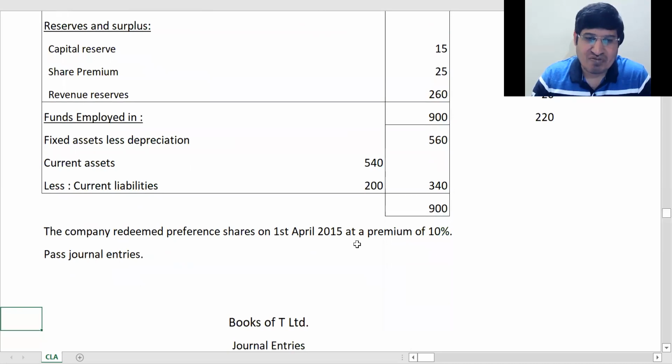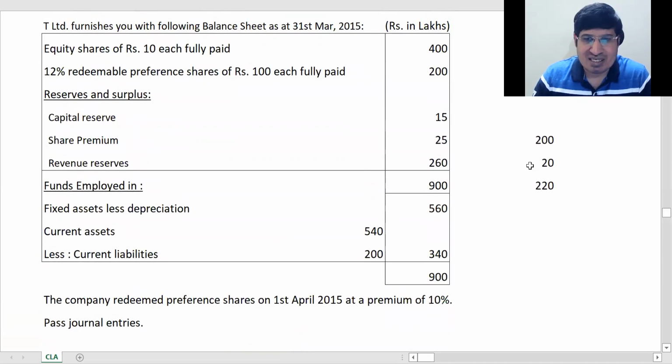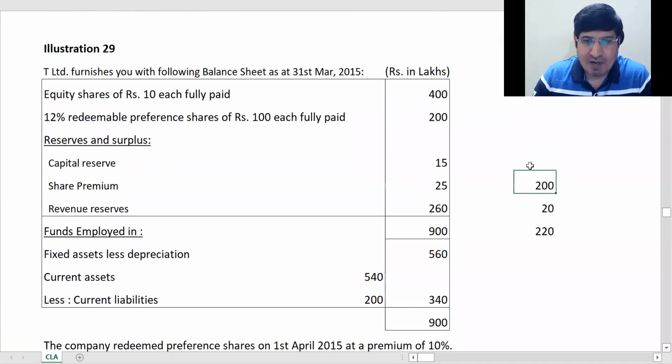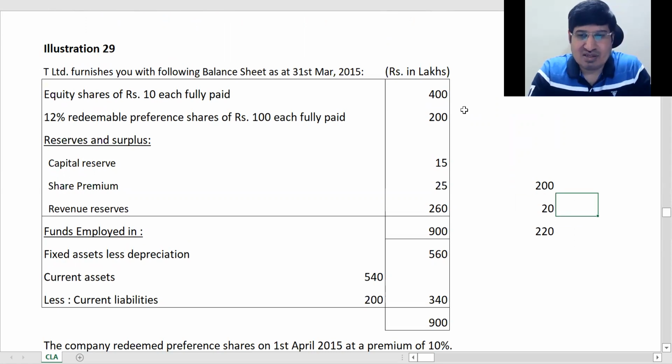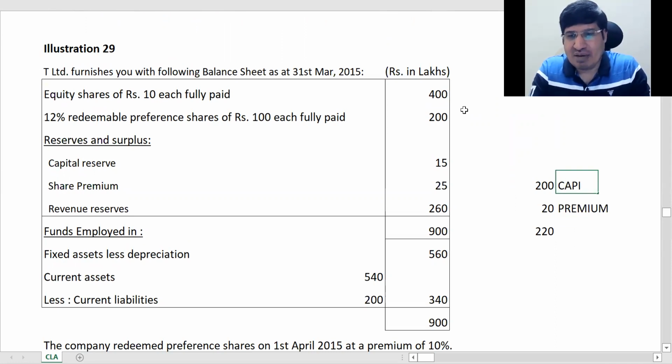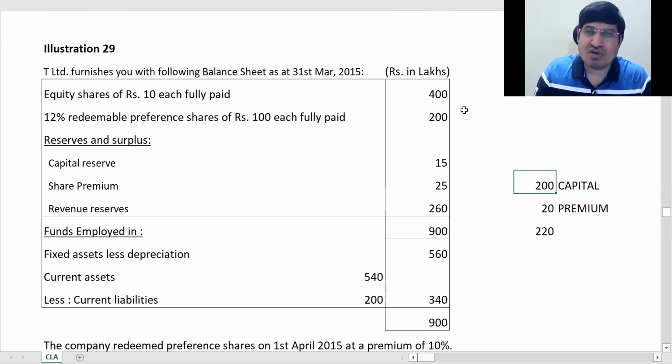The company redeemed preference shares on 1st April at premium of 10%. So what is it? Let us compare it. Now premium is 10%, which is 20. So 20 is your premium. Okay, and this is your capital part. Okay, face value part. It is.